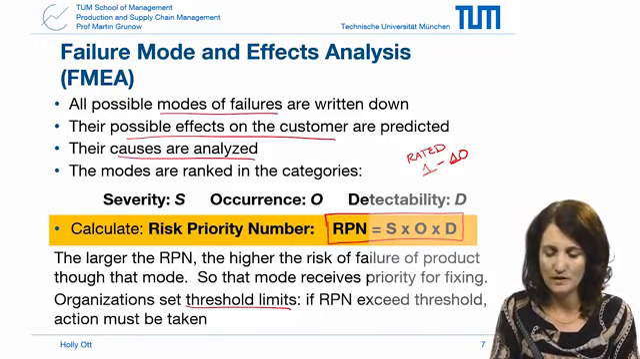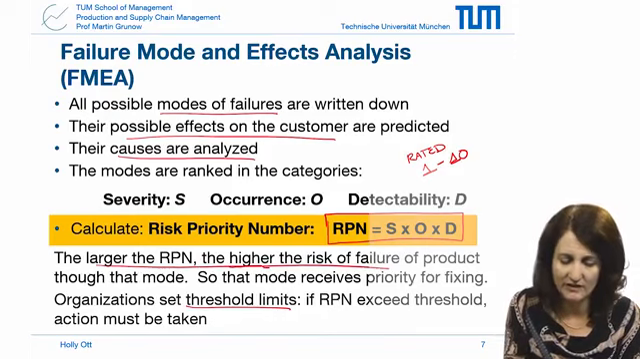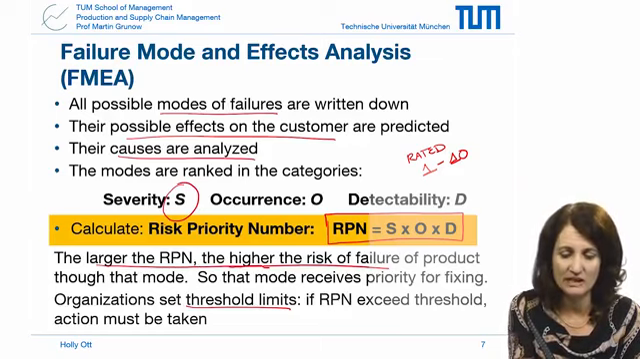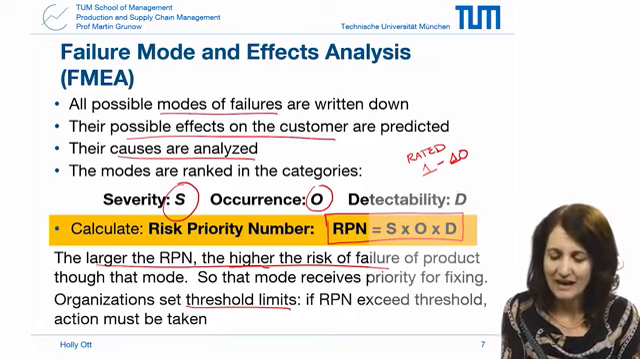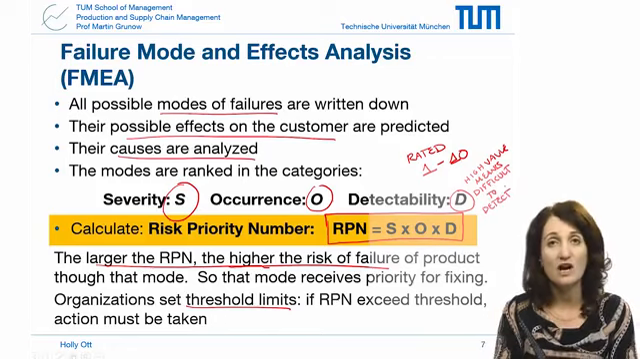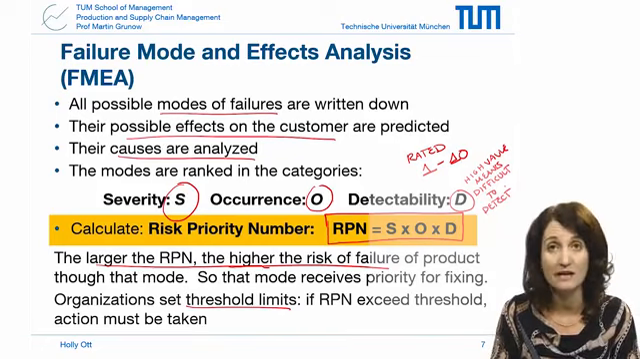Just one more note on this. The larger the RPN, the higher the risk of failure. This means a high value for S means high severity. A high value for occurrence means that it would occur very often. A high value for detectability means it is difficult to detect. So if all of these are high, then you have a problem, or potentially a problem, and you would want to minimize that risk.